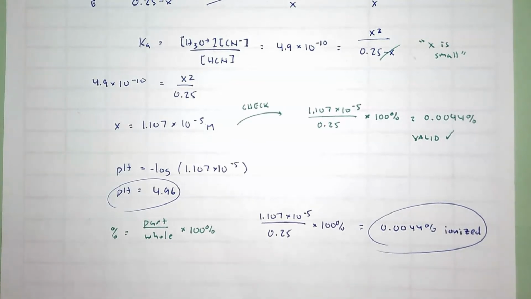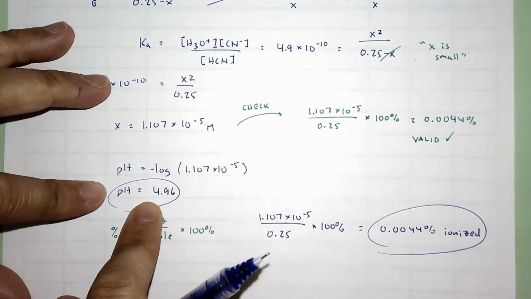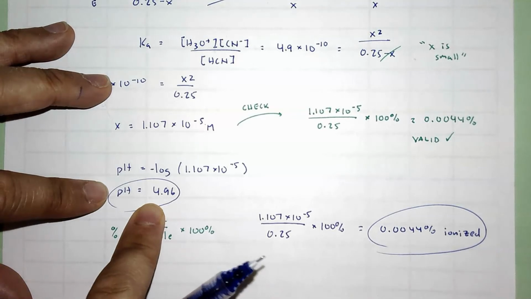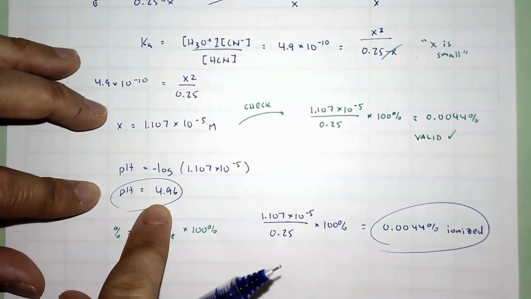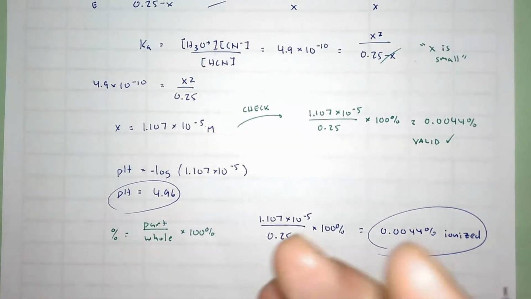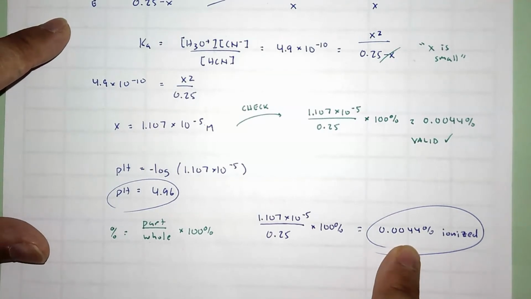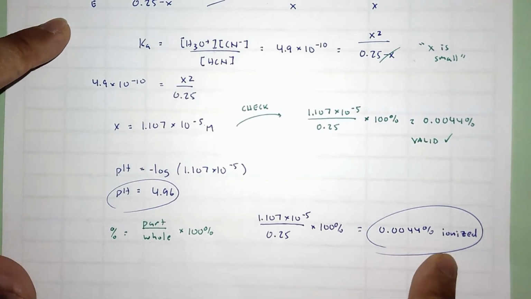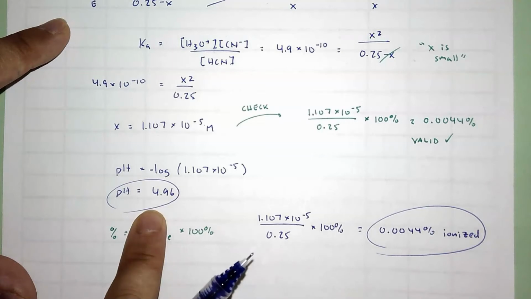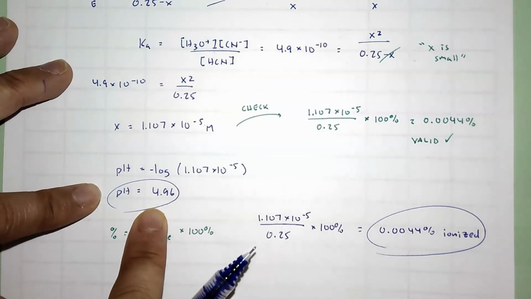What you notice is that this pH is below 7, so it is acidic. The solution is acidic, and you don't need much. You don't need much of the acid to ionize for the pH to register around 5.